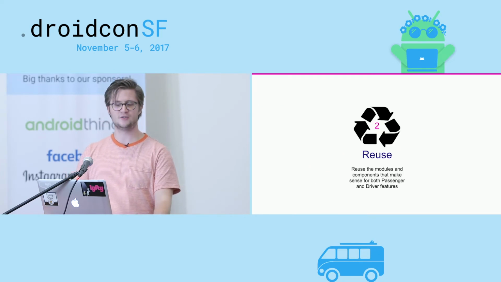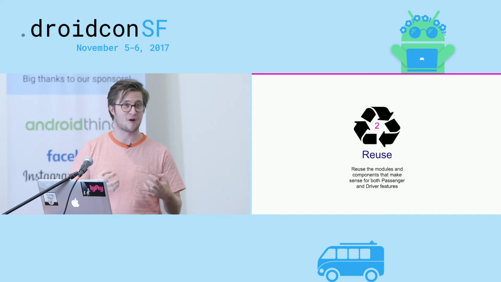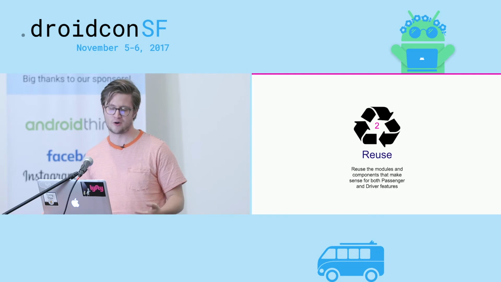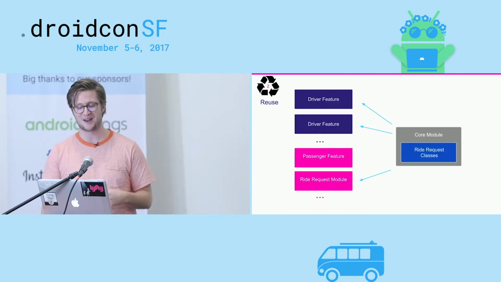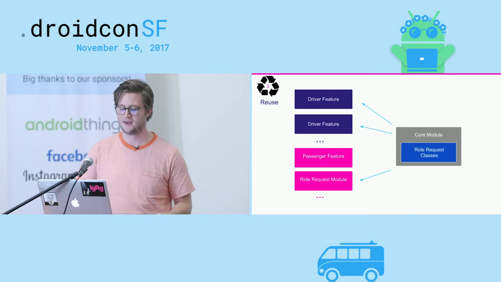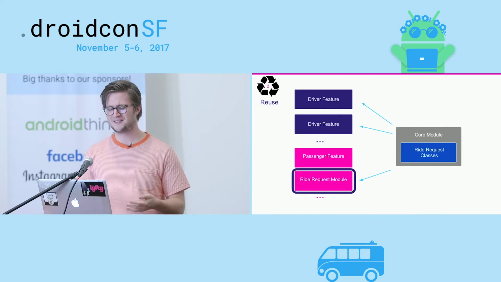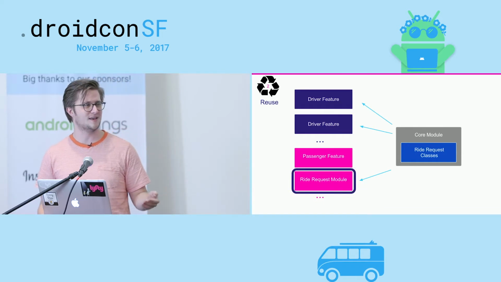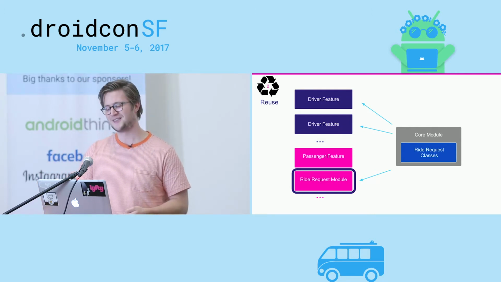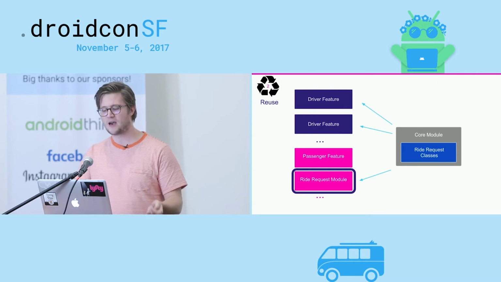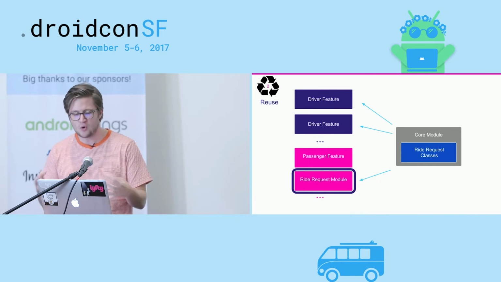All right, so secondly, we wanted to reuse modules that made sense. So these common modules, again, we wanted to make sure that they were actually common and they didn't have specific driver or passenger functionality. This is an example of a place where that was not the case. We had a core module that had some ride request classes in it. Interestingly enough, we also had a ride request module. So it doesn't really make sense to ship these ride request classes in driver features because a driver is accepting rides and not requesting them. And so even if a driver feature needs some of the other core module components, they're still getting these ride request classes that they don't really need.